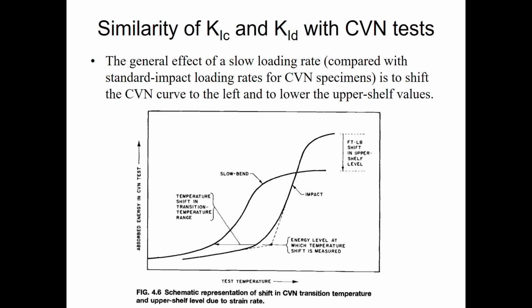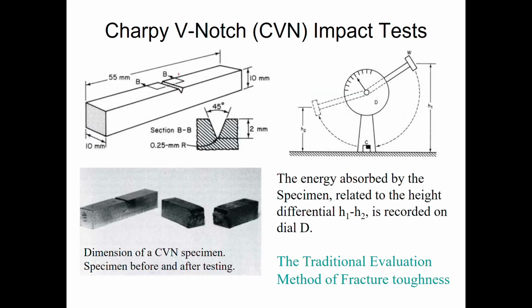approximation. And then for the shift in upper shelf level, I will find that from the highest point of the impact loading until the highest point of the slow bend. At which temperature? At any temperature.